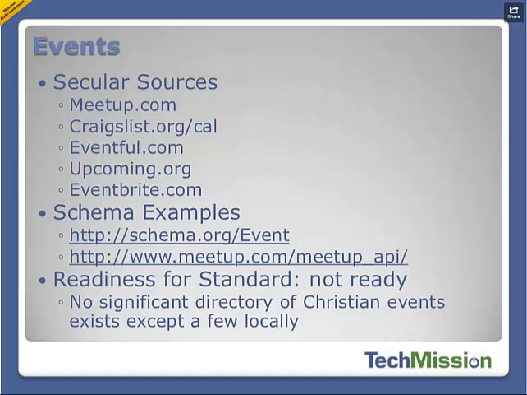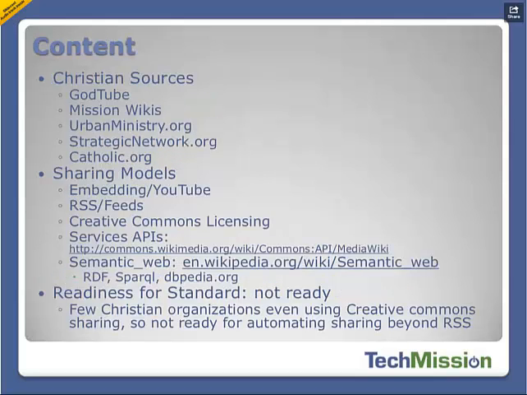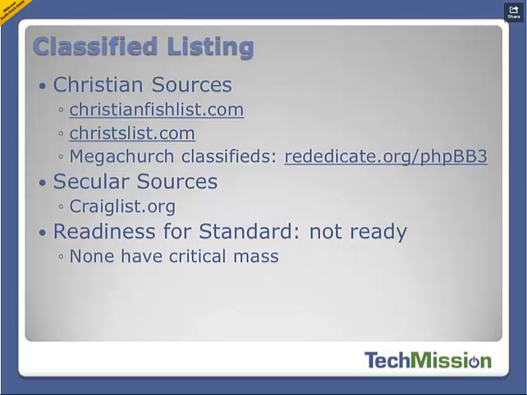Content: really the only group that actually achieved critical mass, I would say, is GodTube. And there's a lot of different content. There's video content, audio content, missions wikis, Catholic wikis, and there's sharing models for that. There's embedding content, like that's what YouTube does. RSS provides a sharing model. There's Creative Commons licensing. There's an equivalent of Wikipedia that's all in a database called DBpedia, and once you start to use RDF and the semantic web, SPARQL is an attempt to provide a database of everything, every object that's intelligible on the semantic web. So content, I don't think is ready for a standard.